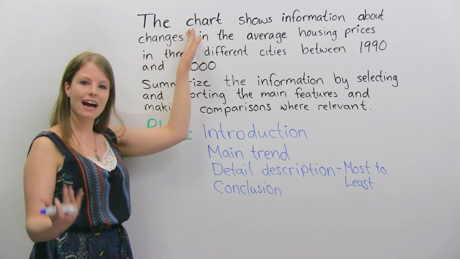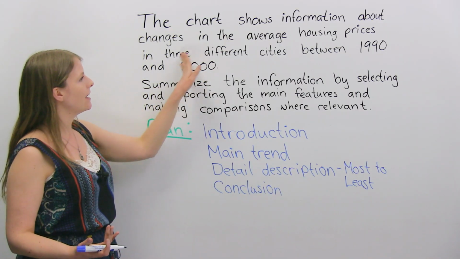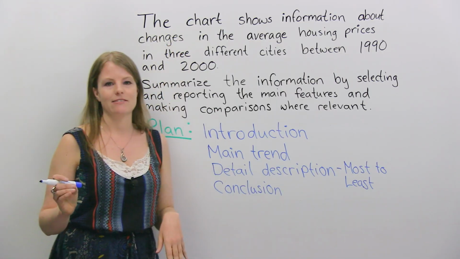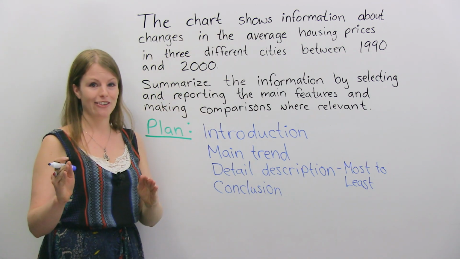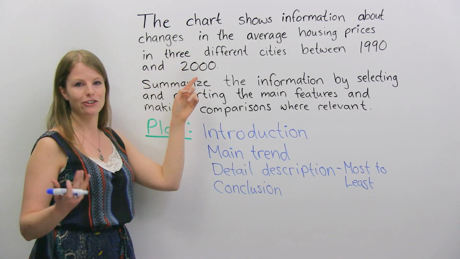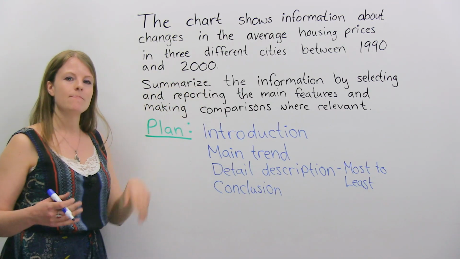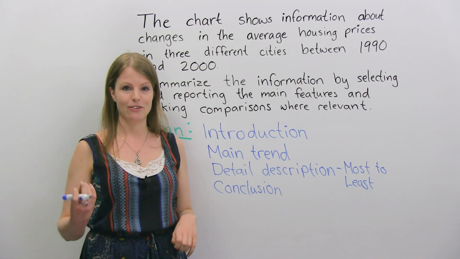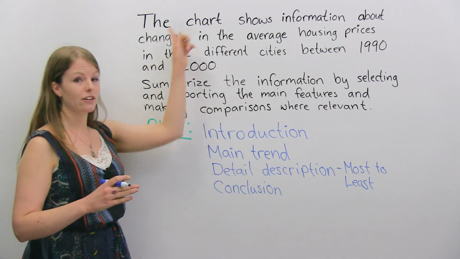What your sentences should say is pretty much all of this. You need to talk about what kind of chart it is, in this case a bar chart or a bar graph. Now, here's the tricky thing. You can't just copy what you see here. Your answer should not be, the chart shows information about changes in the average housing prices in 3 different cities between 1990 and 2000. If you copy the question, you will lose marks.